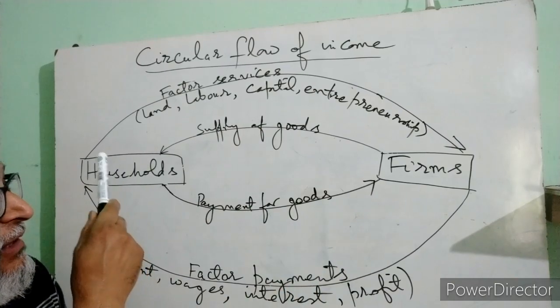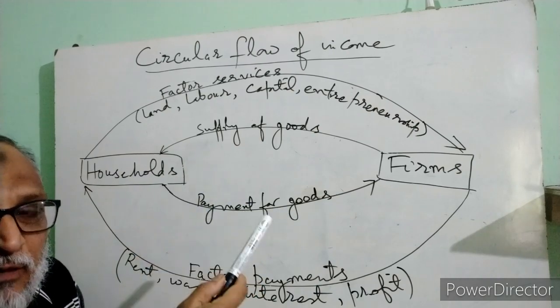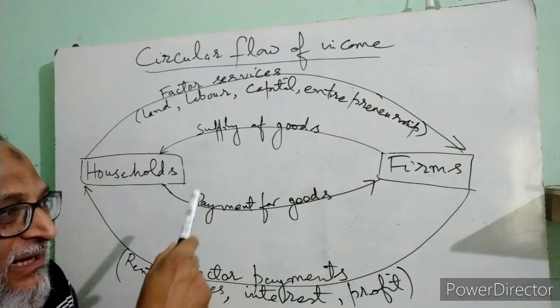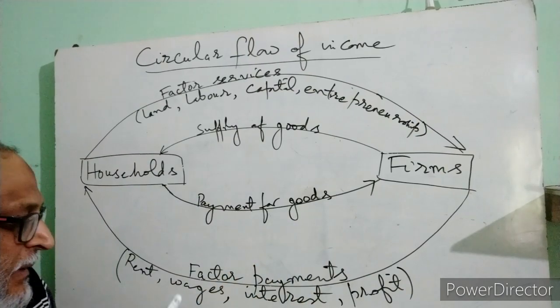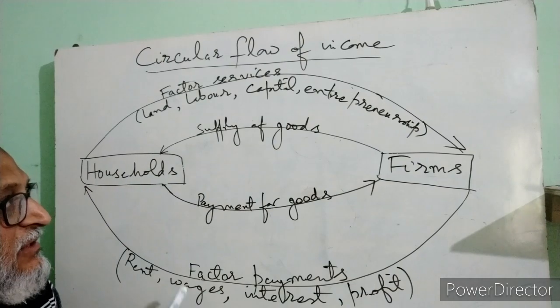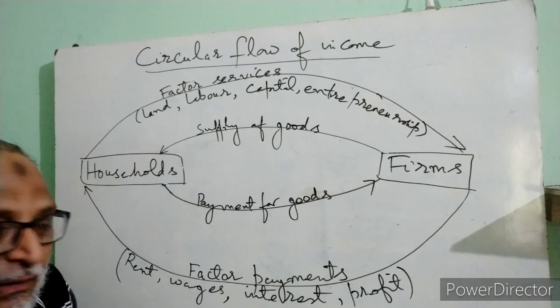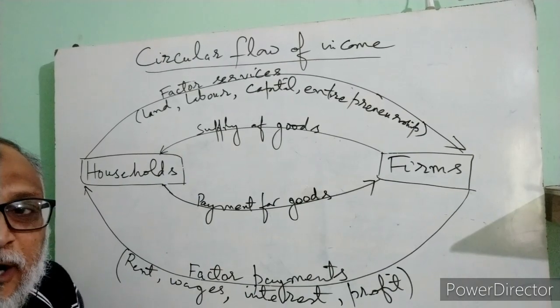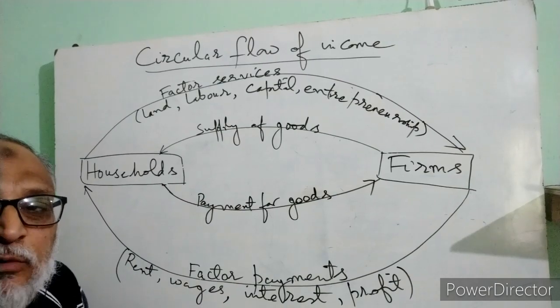So this land, labor, capital, entrepreneurship supply is a physical flow or a real flow, and against that the firms are making payment to the households in the form of rent, that is against land, wages for the services of labor, interest for the capital, and finally profit for entrepreneurship. So it resulted in the earning of the households.